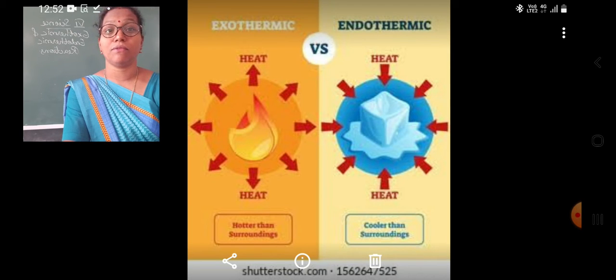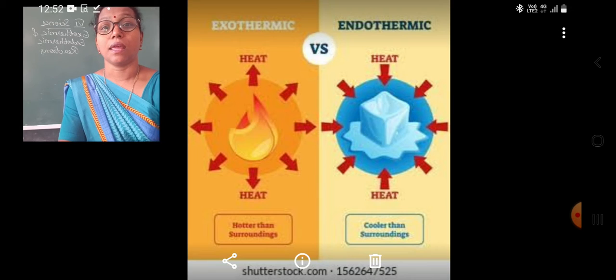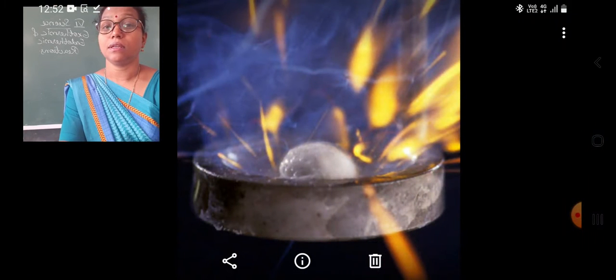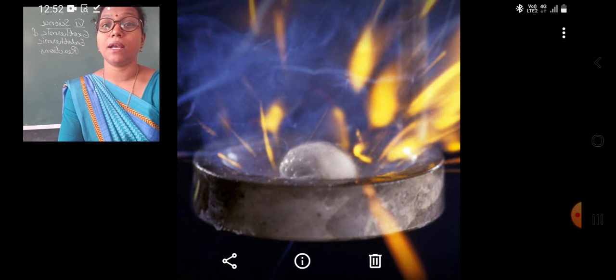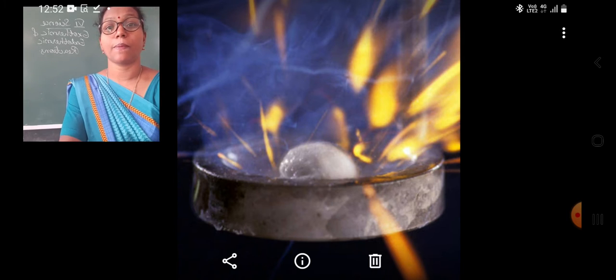Students, we can study the exothermic and endothermic reactions with examples. Here in the first examples we are learning about the exothermic reactions in which large quantities of heat is evolved.